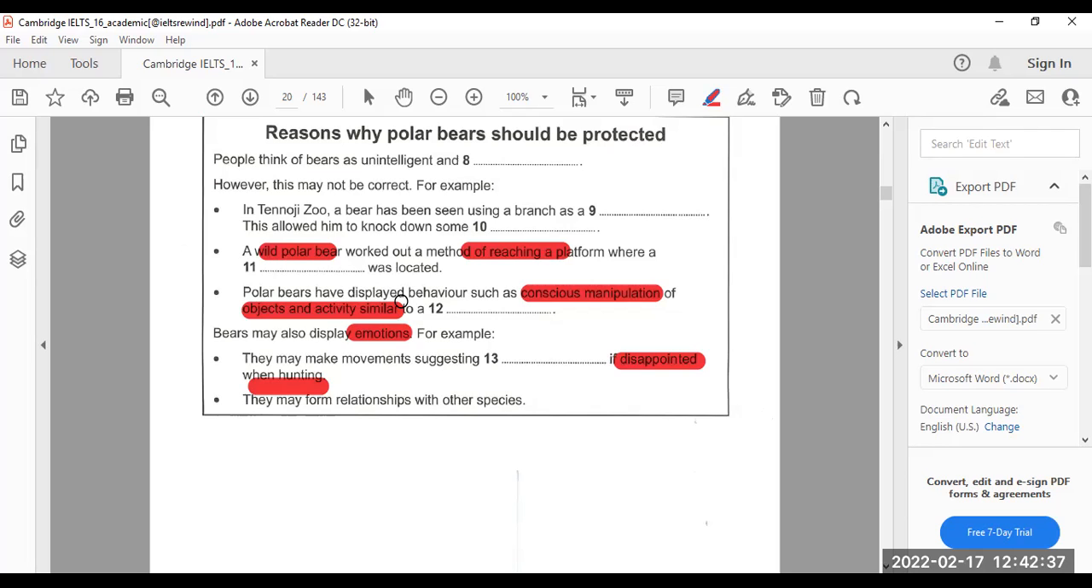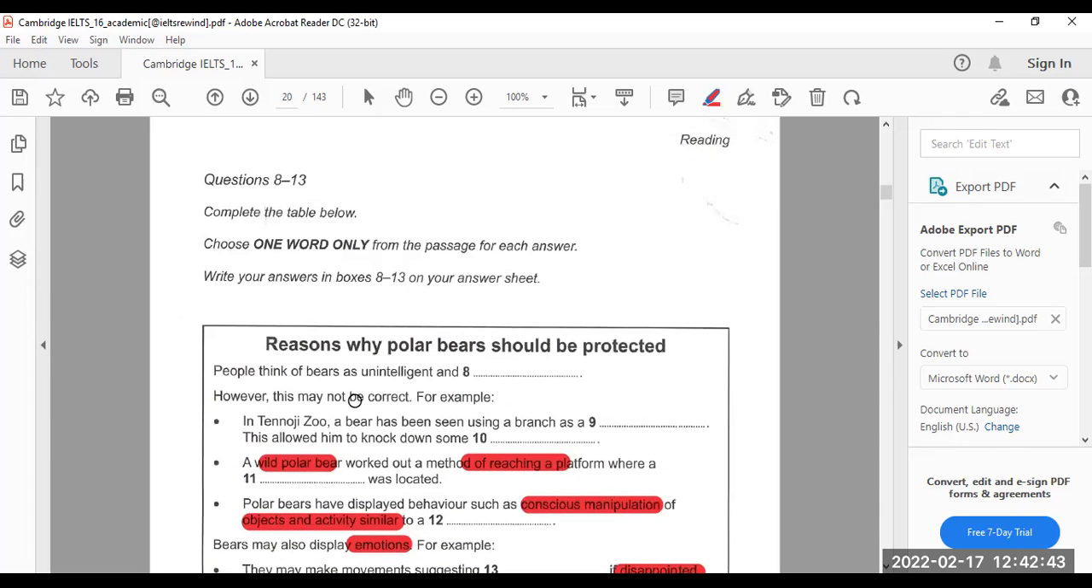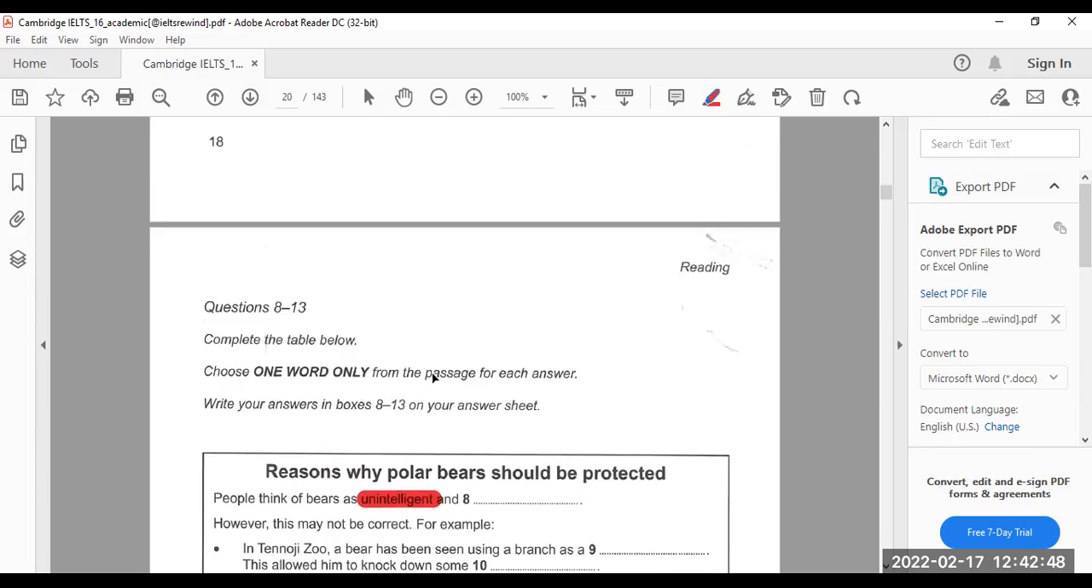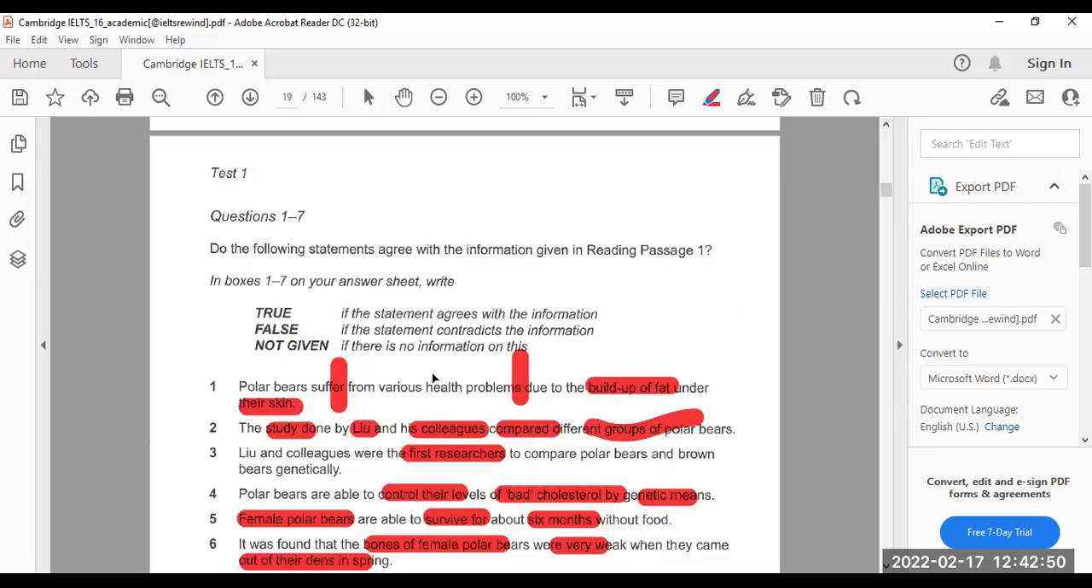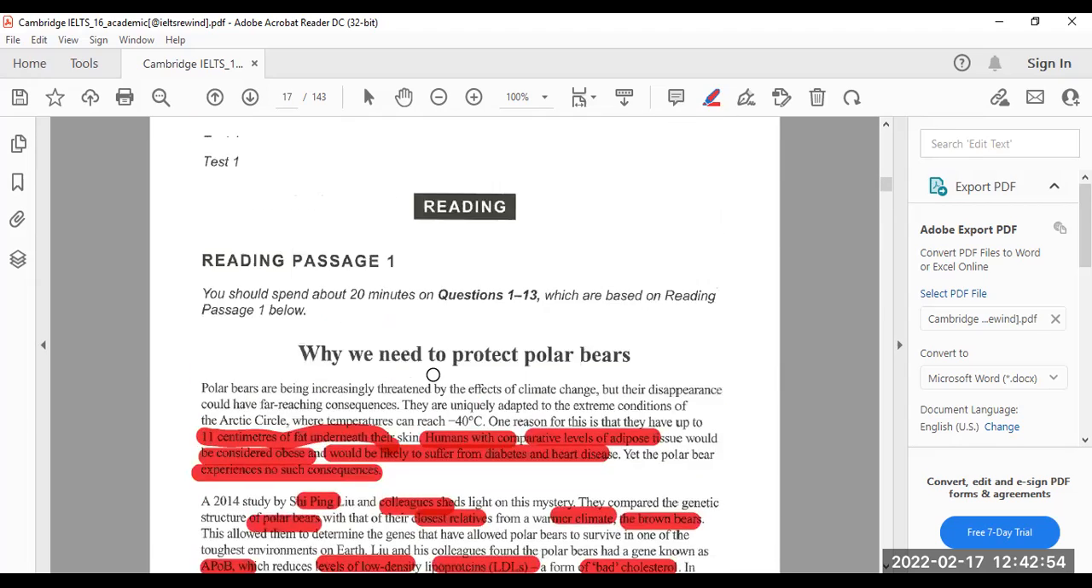They may form relationships with other species. Yes, I hope you are able to understand this. You are just going with the keywords. With the help of keywords, I am able to answer this passage. Could you able to understand? Yes.